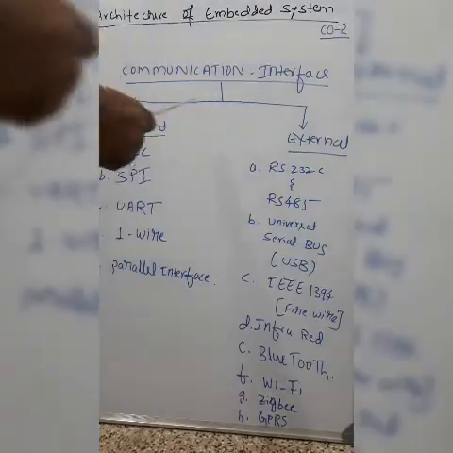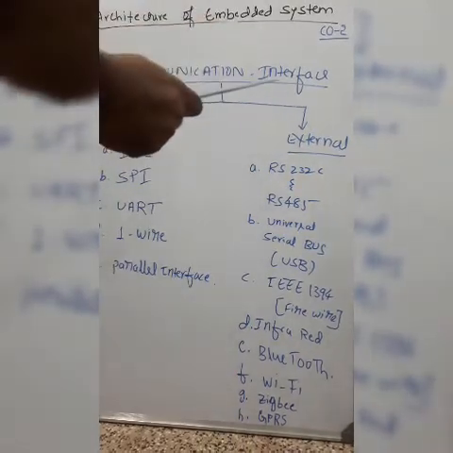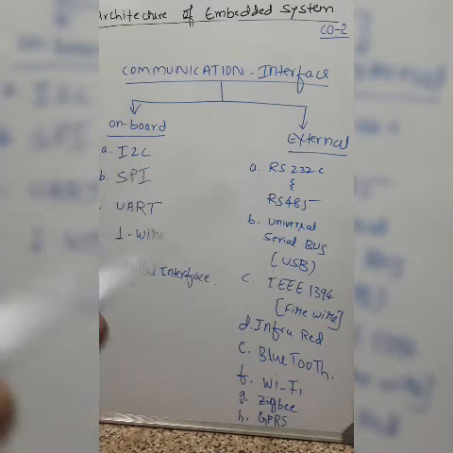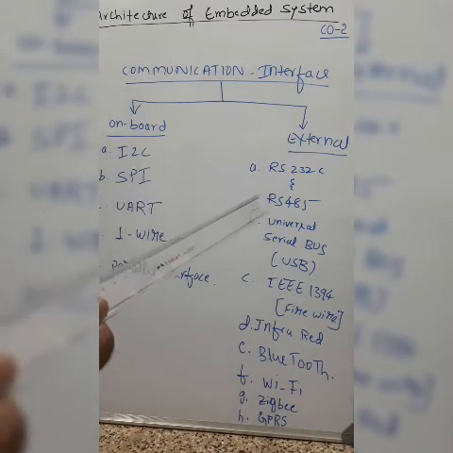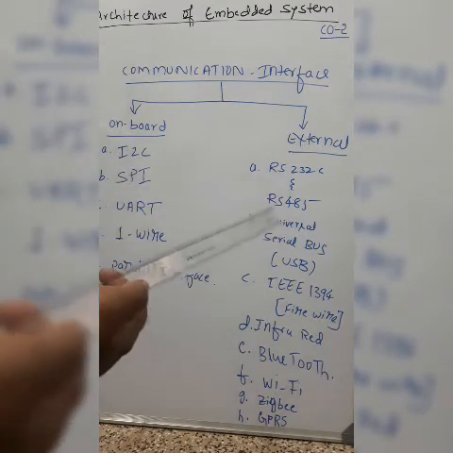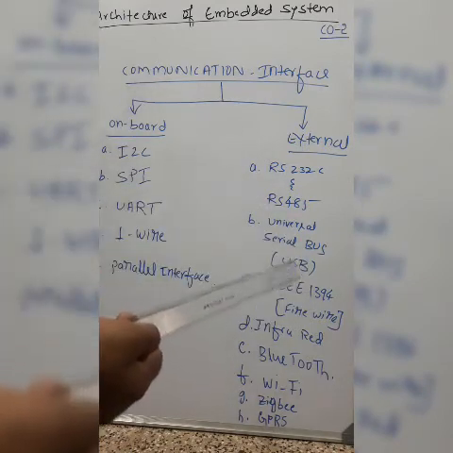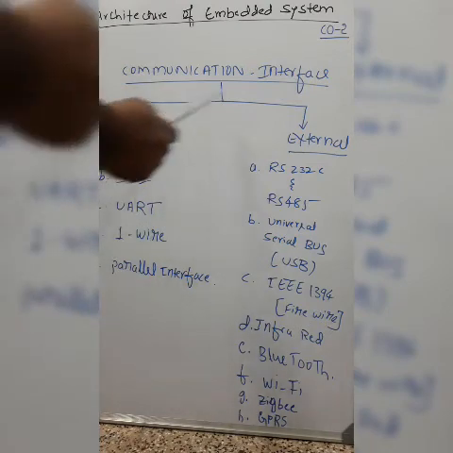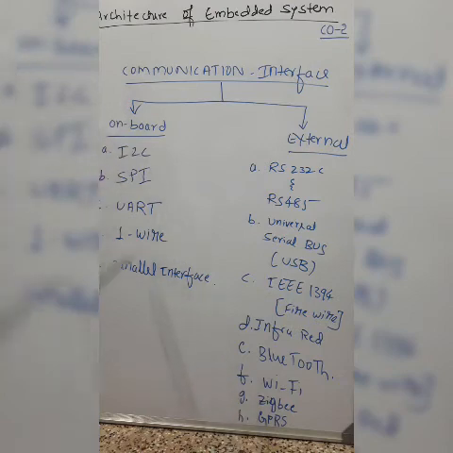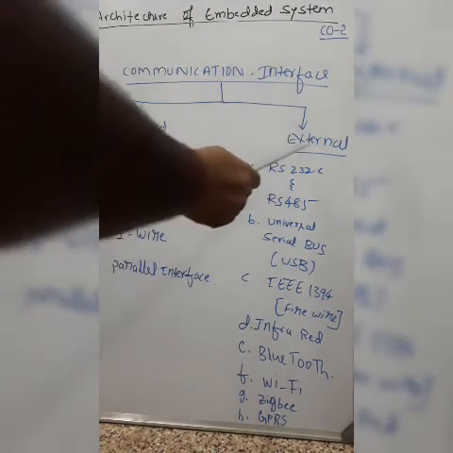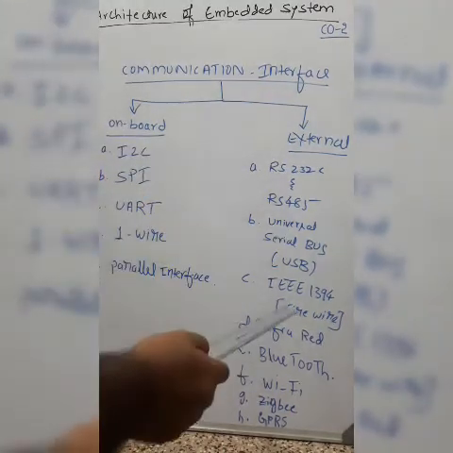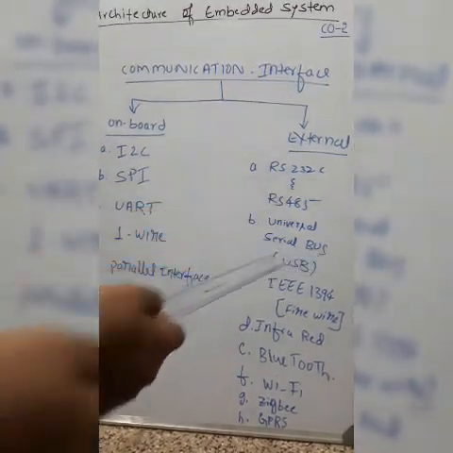Let's go to the communication interface of an embedded system. A communication interface is nothing but channels or buses for communication of data. The communication of information will consist of address, data, control signals, etc. Onboard communication interface is used for connecting internal units of an embedded system. External communication interface involves connecting the embedded system with the external world.